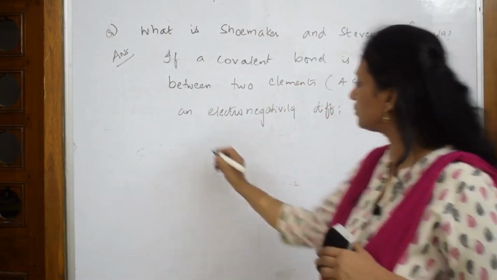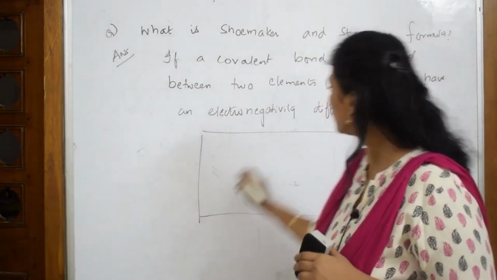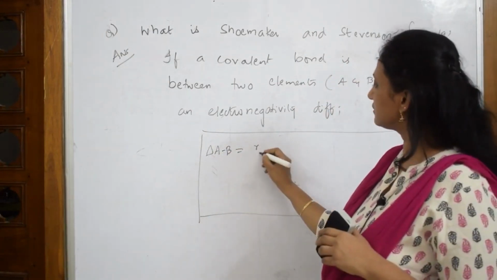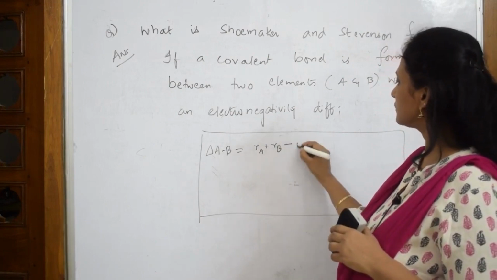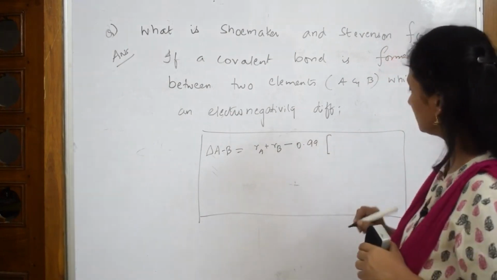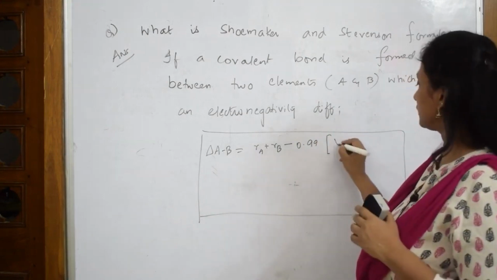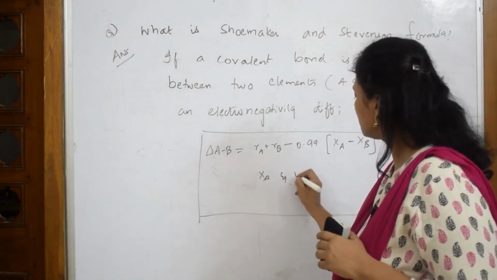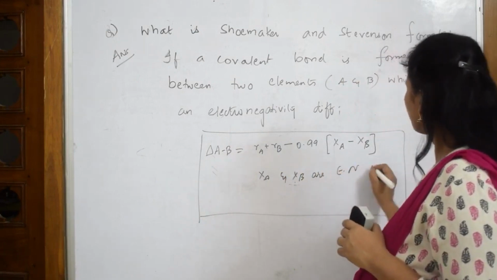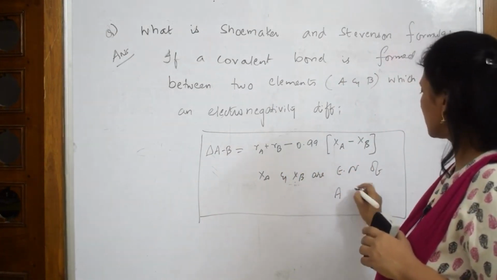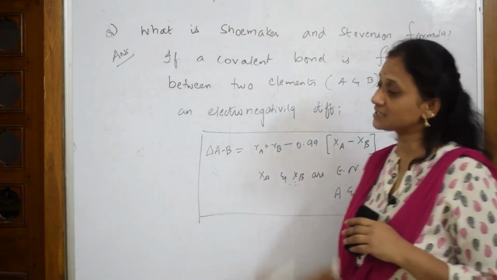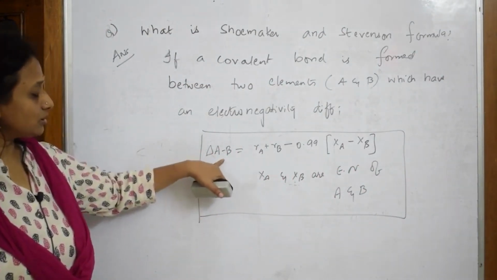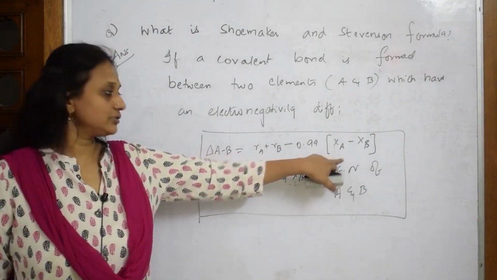So what is the formula? Let us write that. I said two elements, A and B, so AB, this is the thing. First, you need to take the radii of both, RA plus RB minus 0.09, and you're going to take the electronegativity values, XA minus XB. So what are XA and XB? XA and XB are electronegative values of A and B. That's it. You take that, substitute in this formula, and you will get that particular covalently bonded element. This is covalent bonding, isn't it? For that covalently bonded element with a lot of difference in the electronegativity, you get the answer directly.